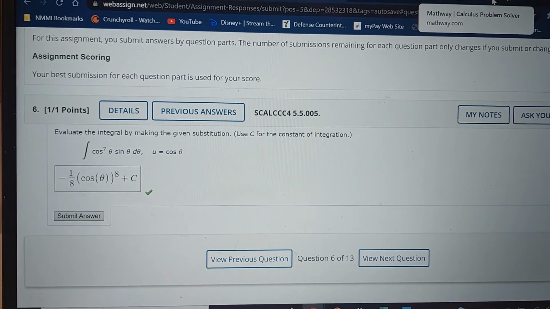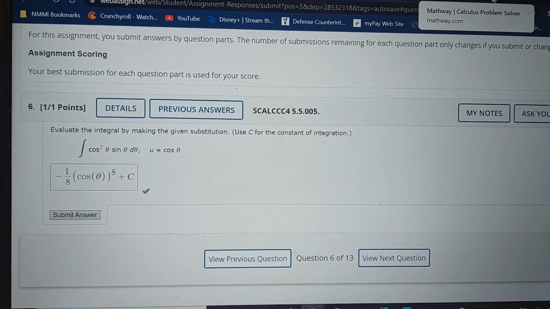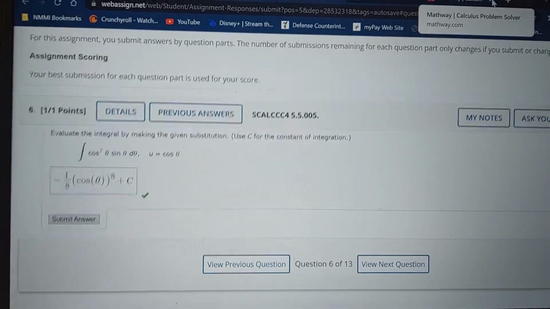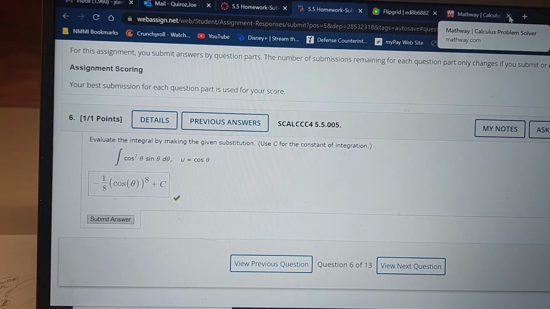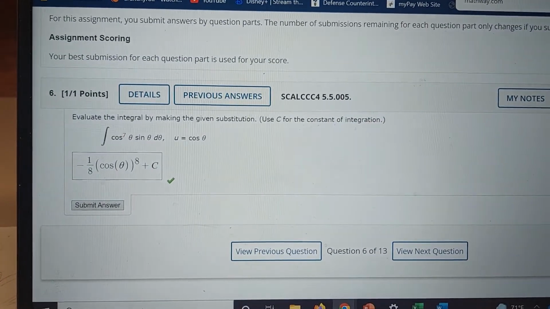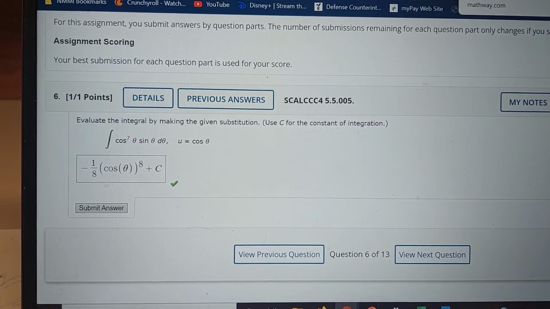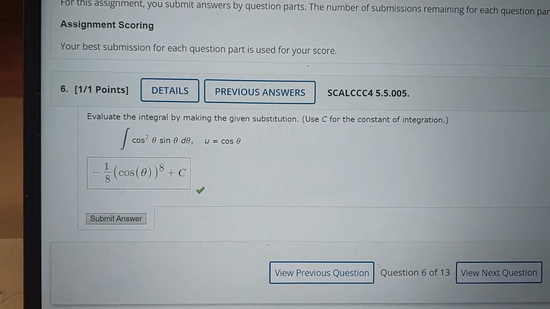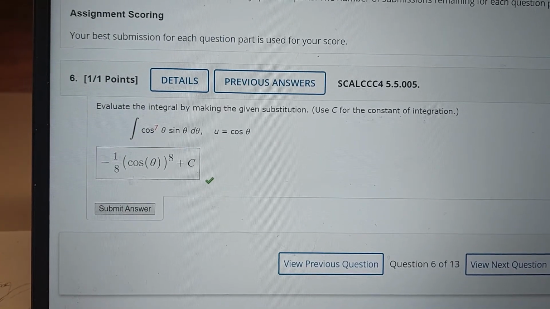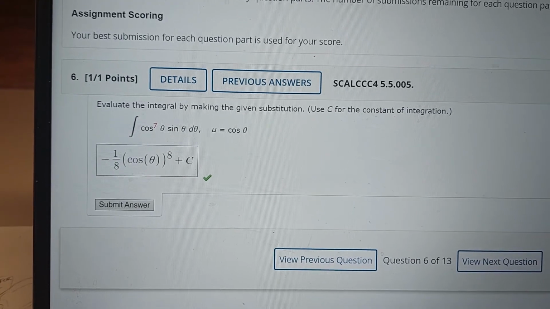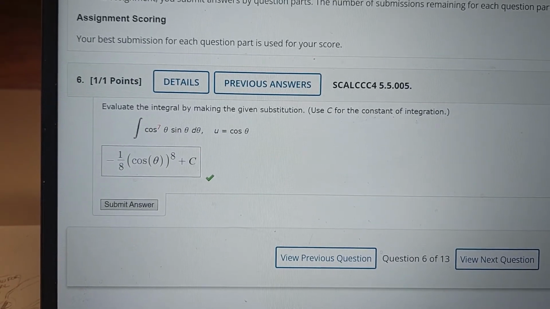Hello and welcome to question 6 of the 5.5 homework. Here the question simply asks us to evaluate the integral by making the given u substitution, and it's already giving us our u equation, which is u is equal to cosine theta. And the integral here is cosine to the power of 7 theta times sine theta d theta.